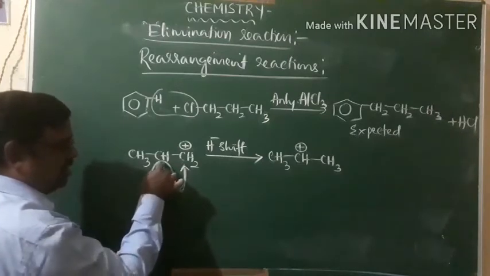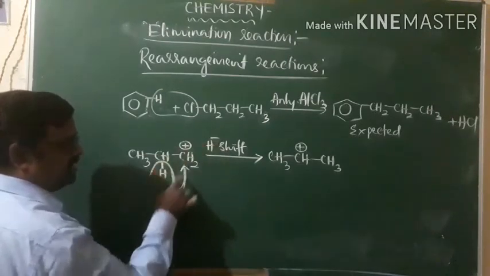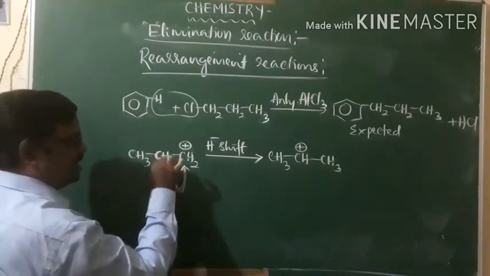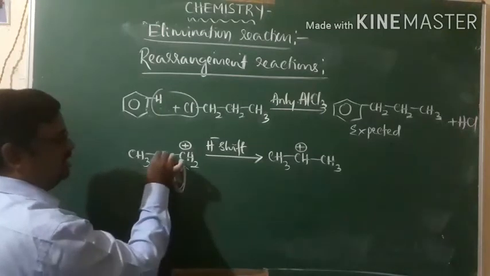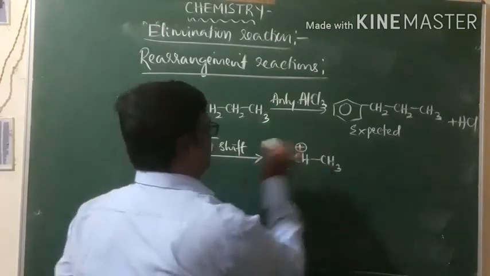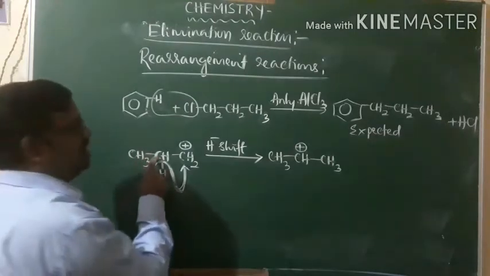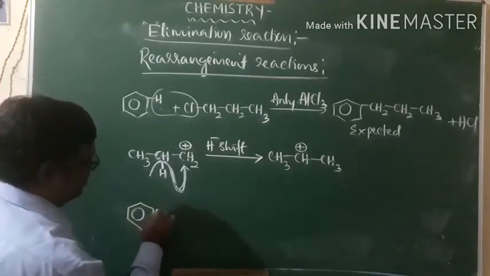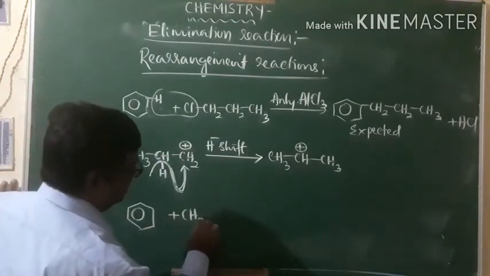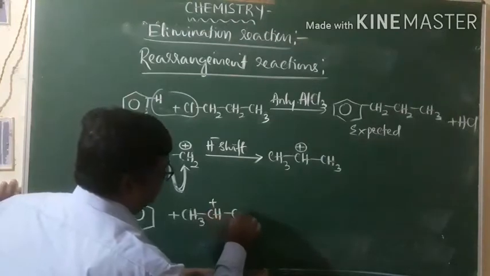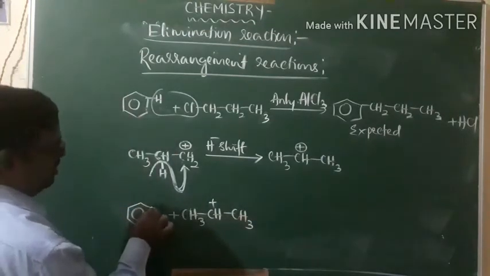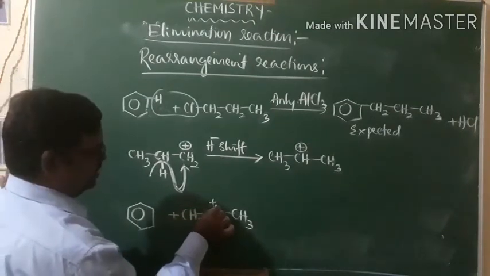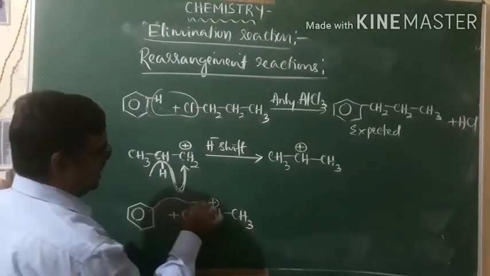Remember, it is going out along with the bond, which means H minus attacks CH2 plus and it becomes CH3. The carbon that lost the hydride loses electrons, so it will be converted to CH plus. So the primary carbocation is converted to a secondary carbocation. Therefore that secondary carbocation is the electrophile. It will attack the benzene ring.